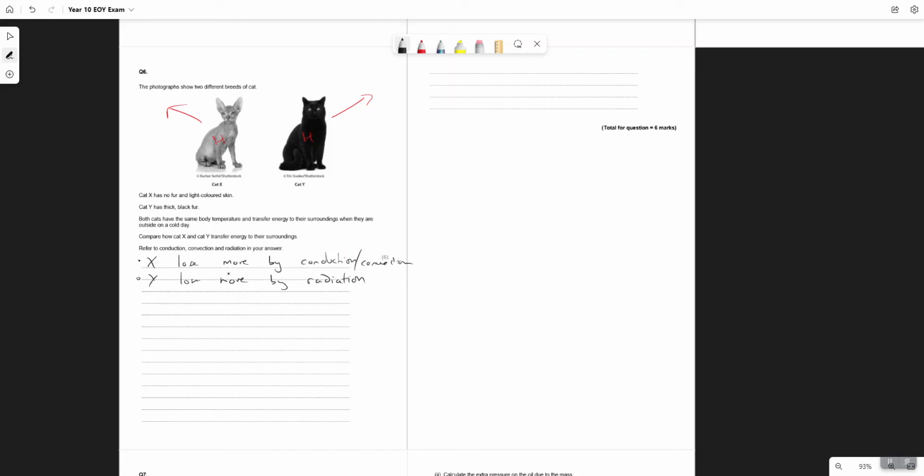So let's consider the third thing. Cat Y has fur. Fantastic. So let's think about what fur does. Fur traps air. We could also say that fur is a good insulator, or it's a poor conductor. Similarly, if you go and touch something cold and you wear some gloves, that's what fur essentially is. So fur is a good insulator, fur is trapped air. These are all marking points that you can get.